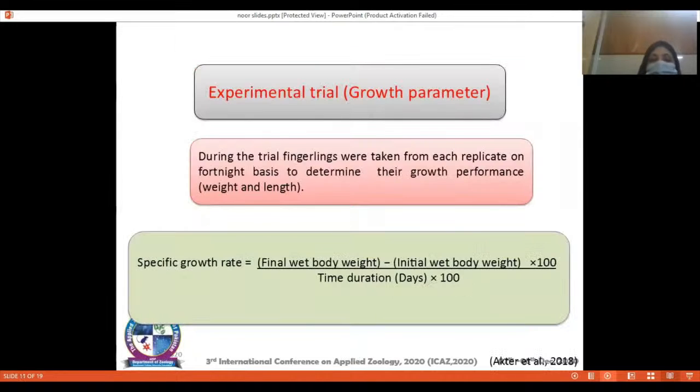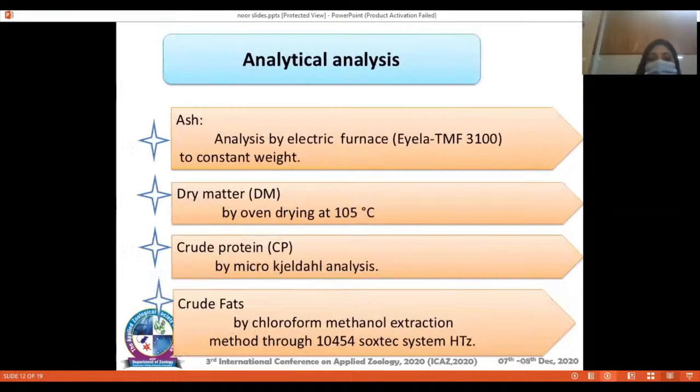Next, we will discuss the experimental trial with growth parameters. During the trial, fingerlings were taken from each replicate on a fortnightly basis to determine the growth performance. The main formula used for specific growth is the final net body weight minus initial net body weight, multiplied by 100, over the total time duration. The next parameter is the analytical analysis, including ash analysis done by the electric furnace, dry matter done by the oven, and crude protein done by the micro-Kjeldahl apparatus. Crude fat is done by the chloroform methanol extraction method.